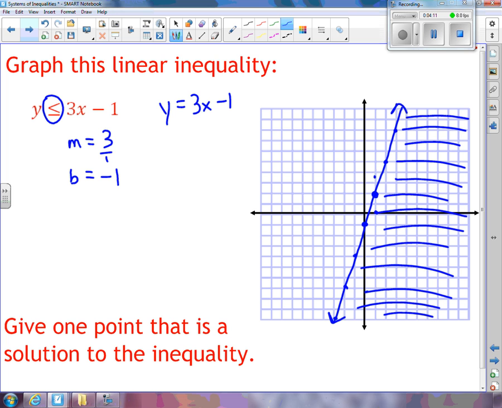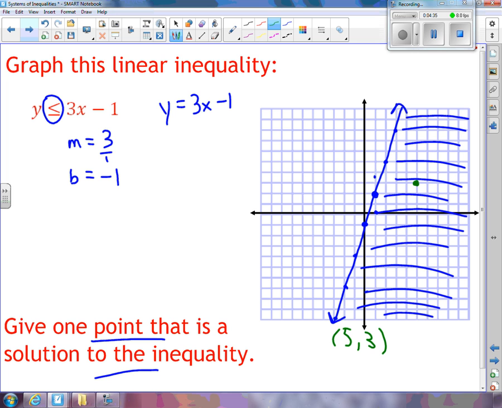So now my graph is finished. Here I'm also asked to find one point that is a solution to the inequality. So I can just pick any point that's in the shaded region. So let's say I pick the point (5, 3). So (5, 3) is a solution because it's in the shaded region.